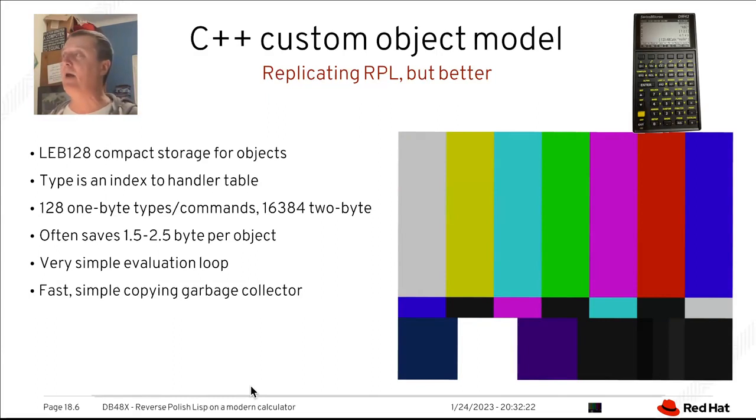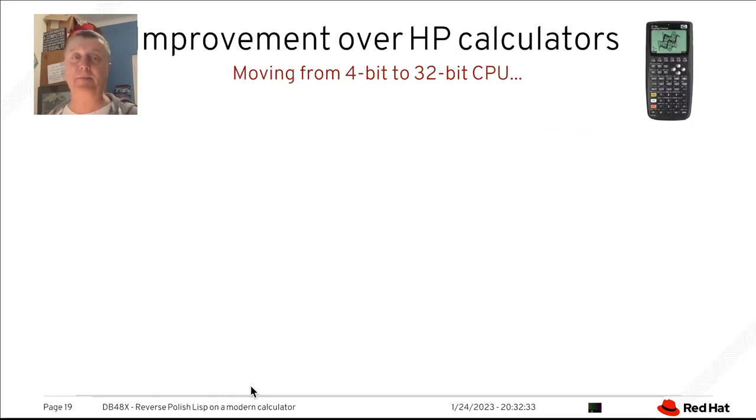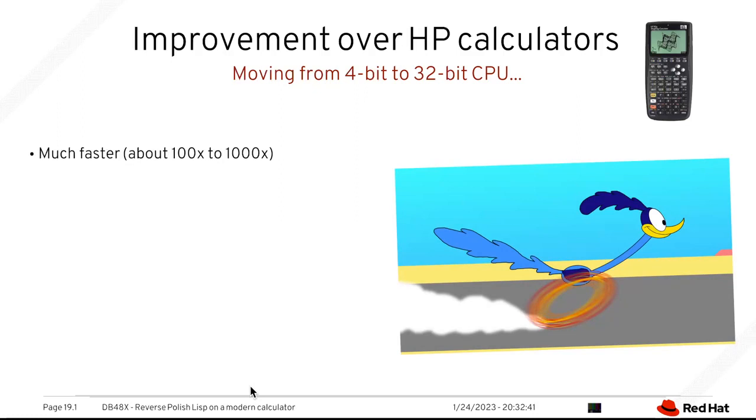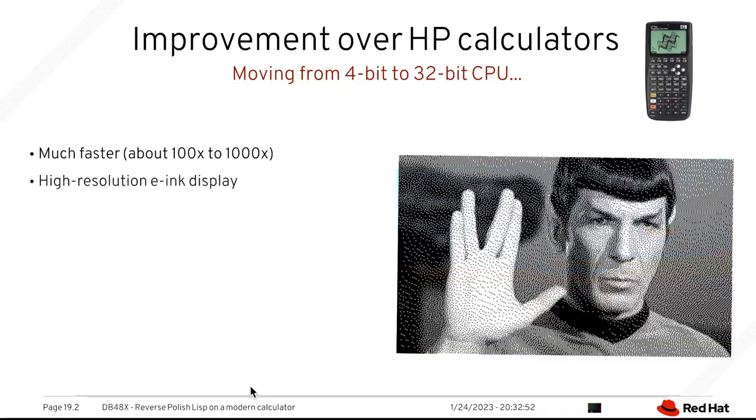And there is a fast, simple copying garbage collector. And the picture that was supposed to illustrate that was apparently garbage collected as well. So what is the improvement over existing HP calculators? Well, moving from 4-bit to 32-bit CPU means that it's much, much faster. On various tests like loops, etc., I'm between 1, 2, or 3 orders of magnitude faster. Scientific computations are even faster.